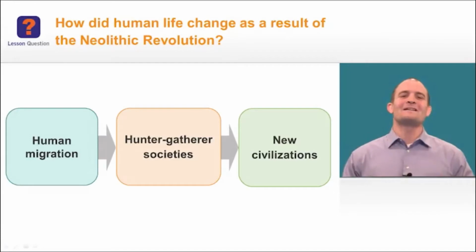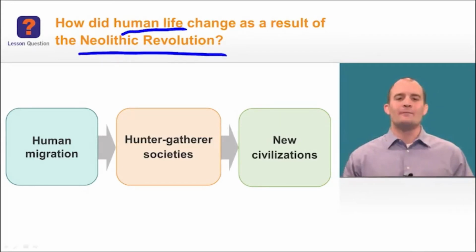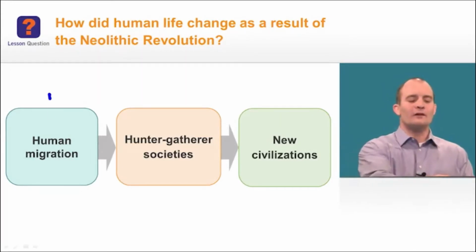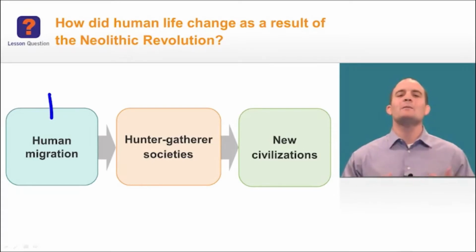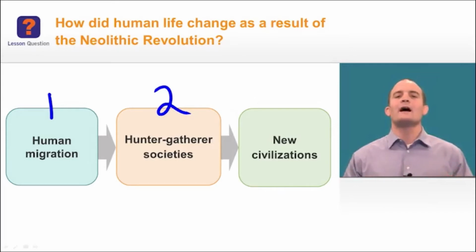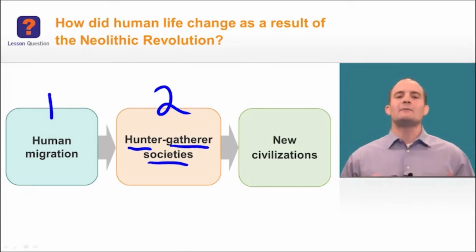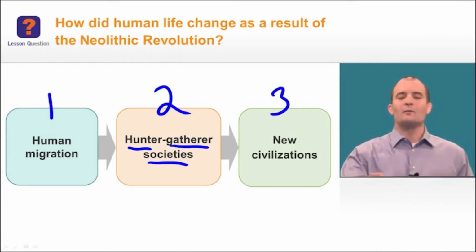All right, if you take a look at the lesson question at the top of the screen, it says, how did human life change as a result of the Neolithic Revolution? Well, to answer that question, we first need to look at human migration, about how human life originated. Many scientists believe it originated in Africa, and gradually over thousands of years, they moved out of Africa. In the second part, we need to look at how those early humans, most of them were hunter and gatherer societies. And gradually those societies became settlements. And finally, in the third part, we're going to look at how those settlements became new civilizations.